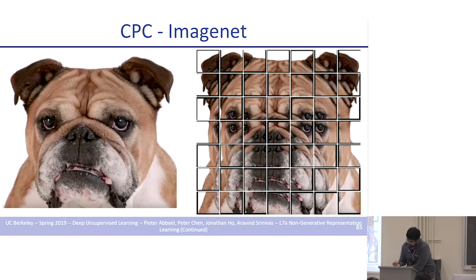So how does the task look? For the prediction step, it doesn't make sense to do one step ahead over here, because you're basically sharing half the pixels between this and this. If you're just trying to predict this from this, it's super easy. So they start from two prediction steps ahead.